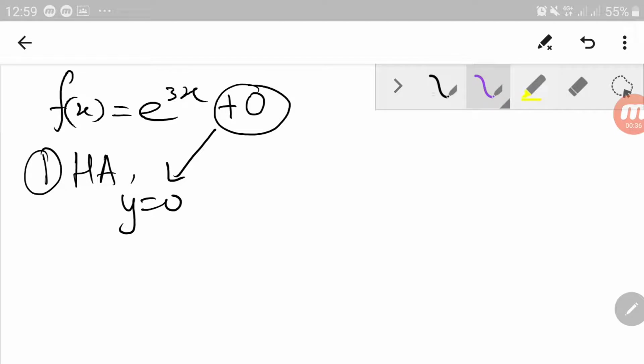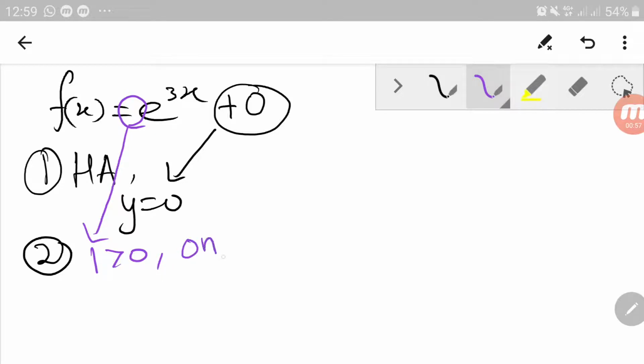Next, second, we need to know whether the function is on top of the horizontal asymptote or below the horizontal asymptote. Where to look? Look at the number just in front of the exponent. So it's 1, greater than 0. It means that the graph is above the horizontal asymptote.